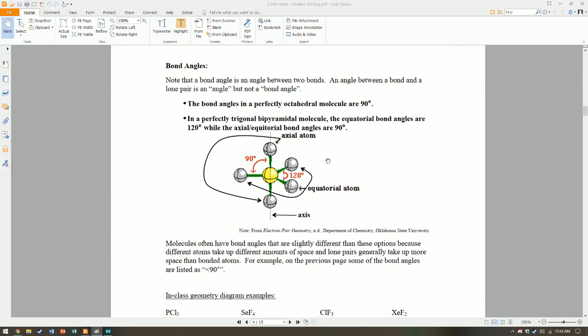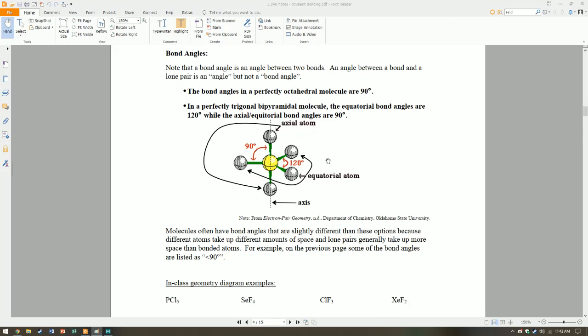For bond angles, note that the bond angle is the angle between 2 bonds. The bonds in a perfectly octahedral molecule are 90 degrees, and in a trigonal bipyramidal molecule, the equatorial bond angles are 120 degrees. On this plane, the equatorial atoms are on the equator, and the axial and equatorial bonds are 90 degrees from each other, so the perpendicular ones are 90 degrees. If they're on the same plane, they're 120 degrees; if they're perpendicular to the plane, it's 90 degrees.